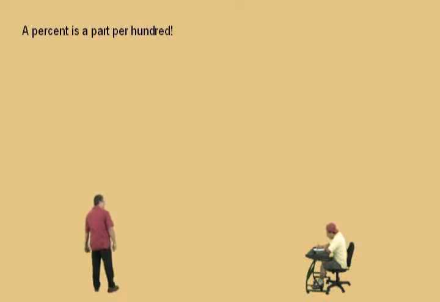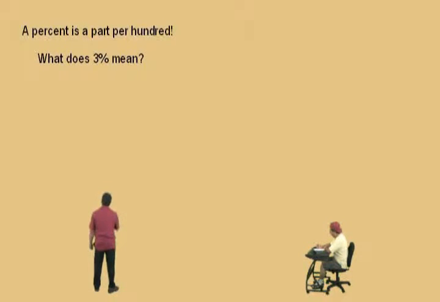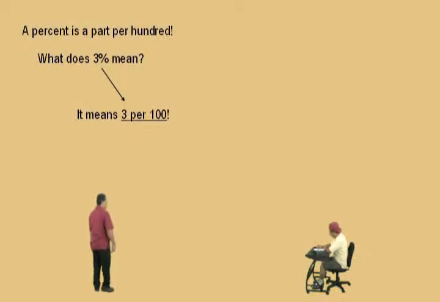Now remember this. A percent is simply a part per 100. So what does 3% mean? It means 3 per 100. So it's a ratio of 3 to 100. So we can write it as a fraction 3 over 100. Now, 3/100ths, how do you write that as a decimal, Charlie? 0.03. Very nice.